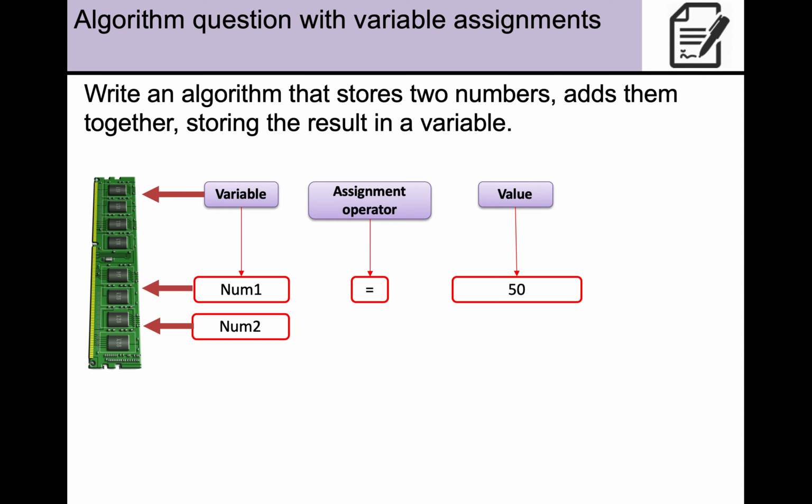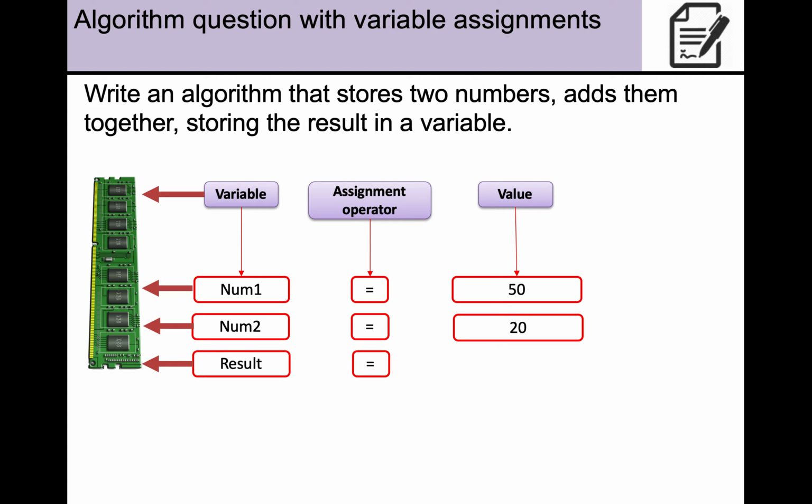We have our second variable, num2. It is assigned a value, and that value is 20. And then we have our third variable, result, and it's being assigned the sum of num1 plus num2.